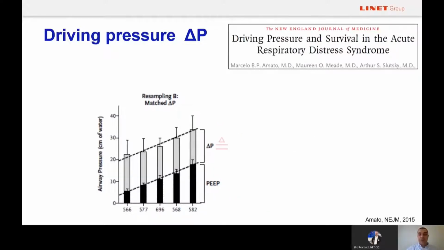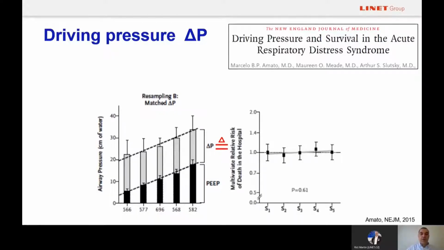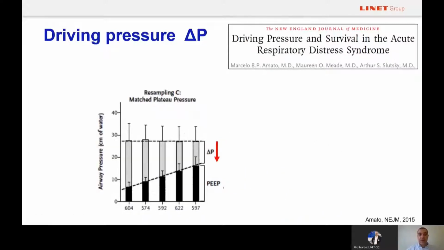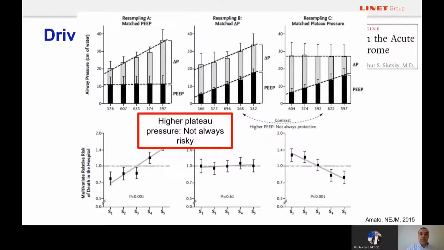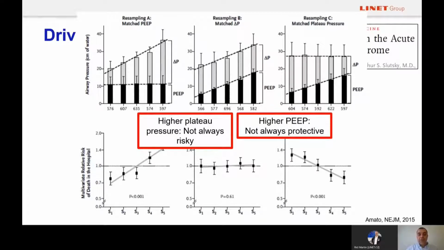When the driving pressure is the same at different PEEP levels, it means different PEEP, different plateau pressure, the mortality is the same. Driving pressure the same, mortality the same. And when we reduce driving pressure, maybe by adequate PEEP, then we reduce mortality. So this study showed a higher plateau pressure is not always risky, only when we use higher driving pressure, and higher PEEP is not always protective.